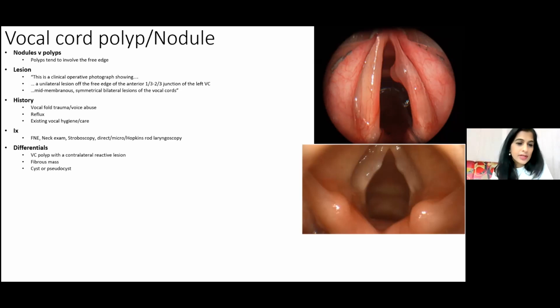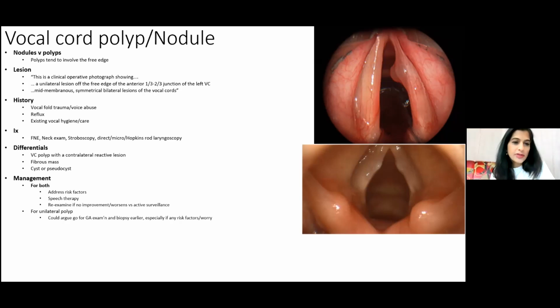For differentials of these appearances, be mindful that when you have a vocal cord polyp or even probably a vocal cord cyst, you can get a contralateral reactive lesion, and that might make you think you've got somebody with bilateral vocal cord nodules, but actually it's a unilateral lesion with a contralateral reactive change. Occasionally these unilateral masses are some sort of fibrous mass, or you could find out it's a cyst or a pseudocyst. It's obvious when you try and excise the lesion that it just bursts, and it's a cyst that you've unroofed.